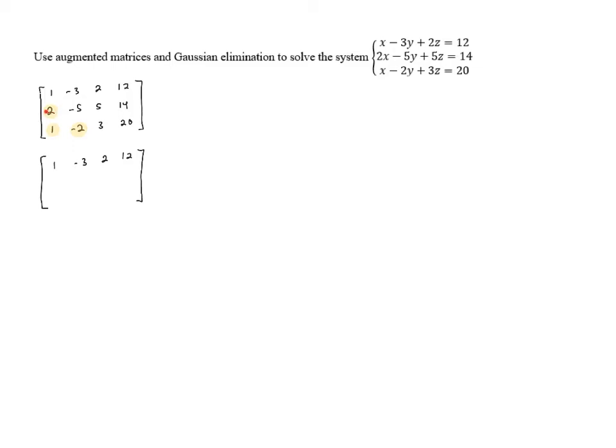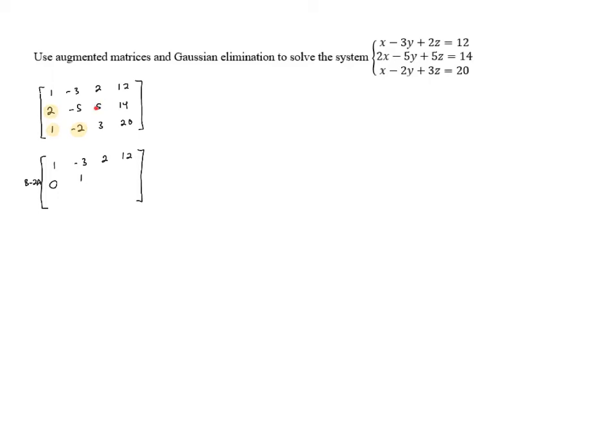To change this 2 into a 0, what we can do is take row B and subtract twice row A from that. If we do that, B minus 2A, then that gives us 2 minus 2, which is 0. And then negative 5 minus negative 6. And when we're subtracting a negative, we're adding, so that becomes negative 5 plus 6, which is 1.